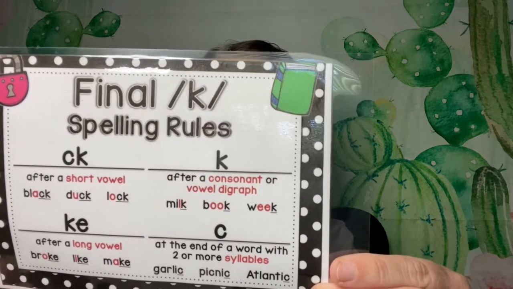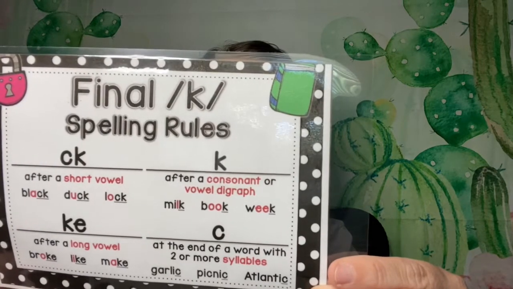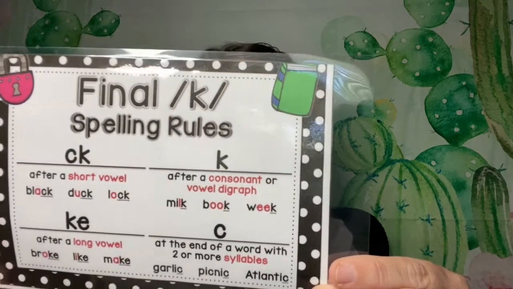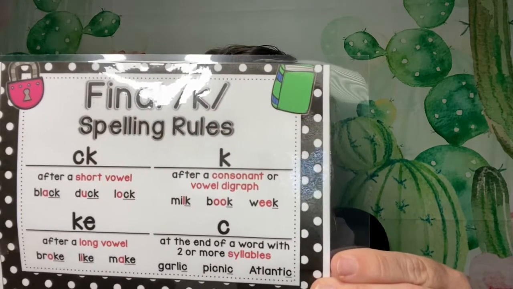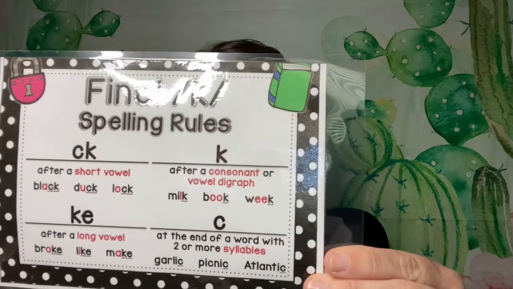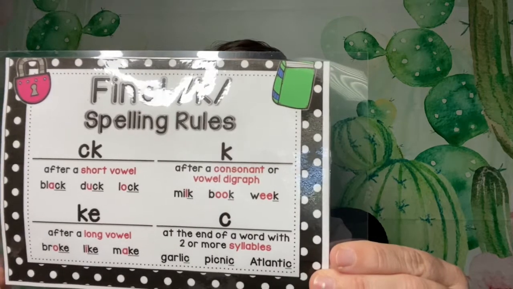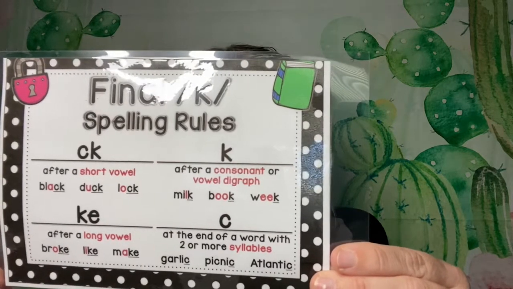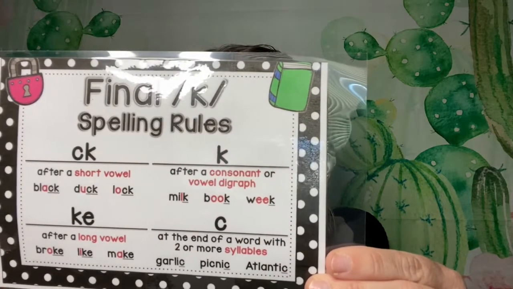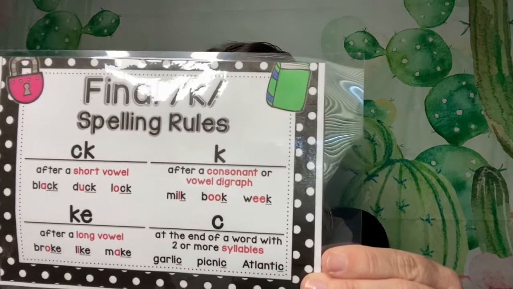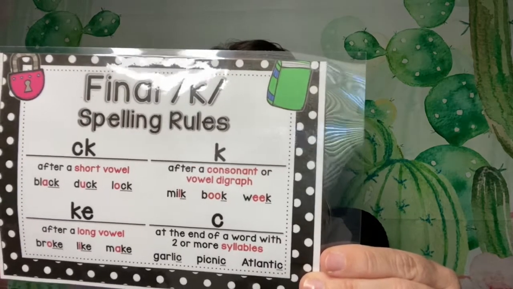A vowel digraph is like OO, EE. Those are vowel digraphs. The final KE is used after a long vowel sound, like in the words broke, like, and make. C is used at the end of a word with two or more syllables, like in the words garlic, picnic, Atlantic.